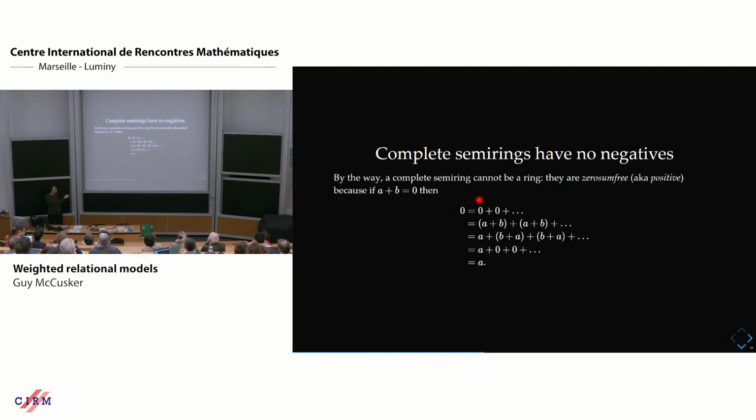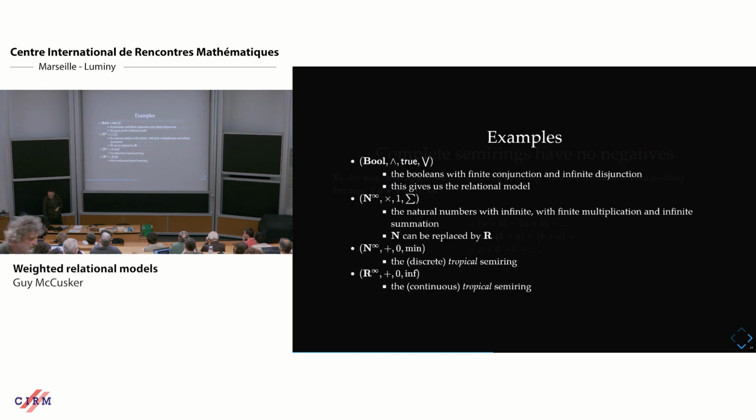So 0 is presumably the infinite sum of zeros, which is then the infinite sum of A plus B's, and then you associate those the other way, and you isolate this A by itself, and then you have a whole load of zeros coming after. So everything goes to 0. So if you have a ring, you definitely don't have a complete semiring. So we're straight away forbidden, really, from using what you might call classical algebraic structures.